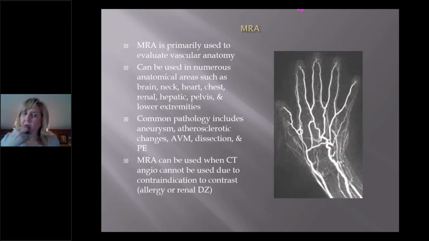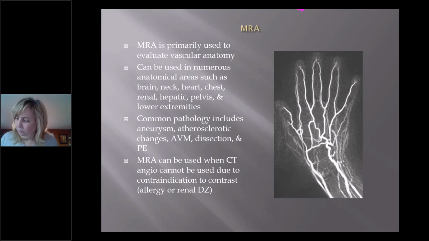I'm going to touch briefly on MRA, magnetic resonance angiography. This is primarily utilized just to look at vascular anomalies and anatomy. Can look at a lot of different places. We use MRA a lot in the neck, certainly in the brain, looking for AV malformations, carotid arteries. There's utilization in cardiac, chest, renal, hepatic, pelvis, and certainly extremities. Common things that you're looking for are aneurysm, atherosclerotic disease, as I said, AVM, dissection, even in some cases PE.